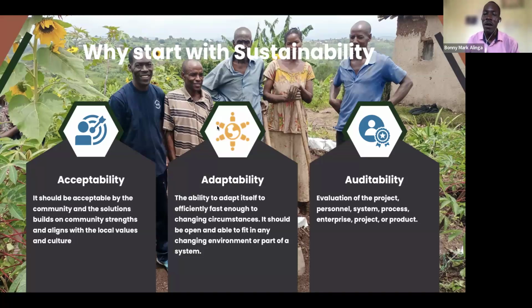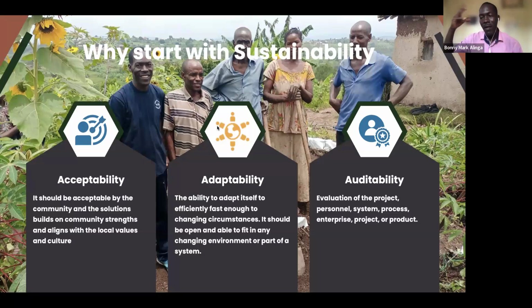Is the project adaptable to itself? And will it be efficient and fast enough to thrive through the prevailing circumstances within your community? Maybe, maybe not. But you need to think about that. Will it be open and able to fit in my changing environment or part of the system that I'm trying to work on? You need this so that you think through before you start to generate a project idea.